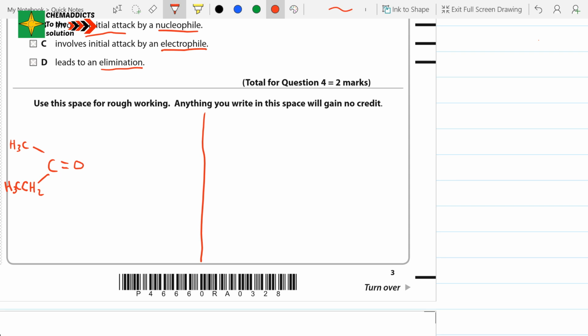One thing that we can see here is that the shape around this particular carbon atom, which is already bonded with oxygen, is trigonal planar. So this has a trigonal planar structure over here. Now let's have a look at the structure of another molecule.